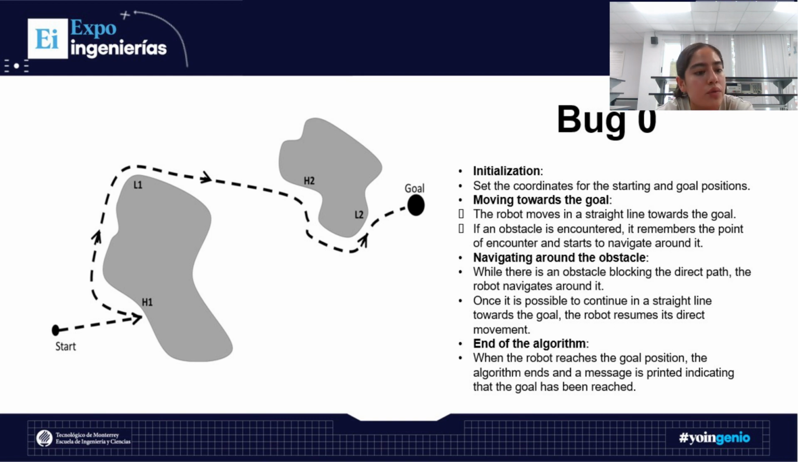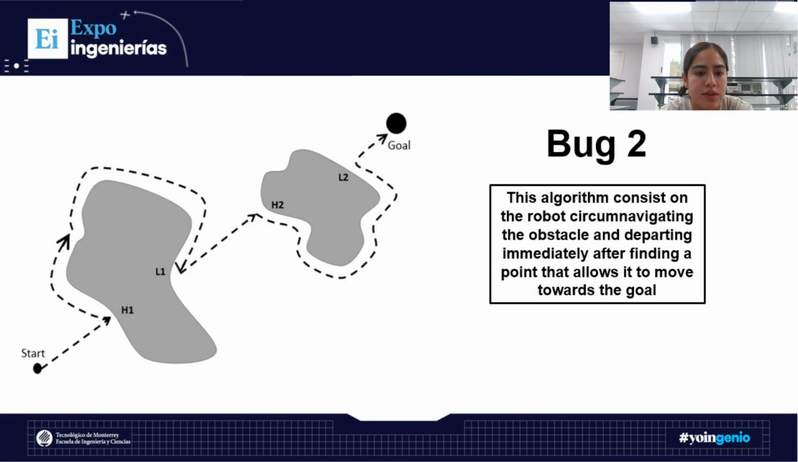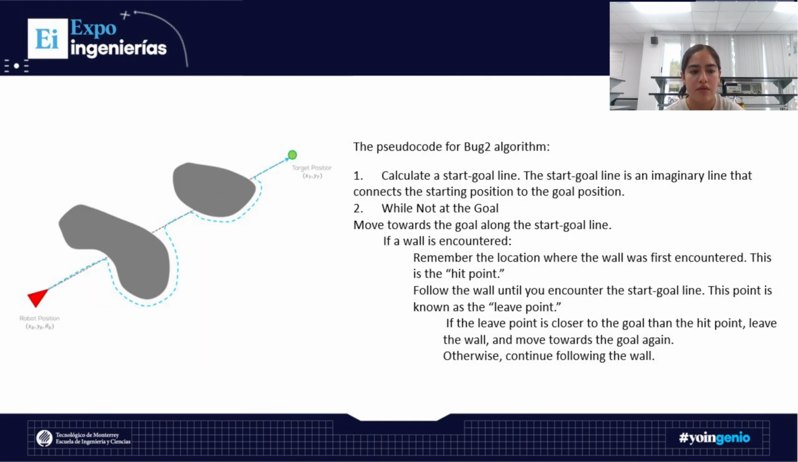On the other hand, Bug 2 consists of the robot circumnavigating the obstacle and departing immediately after finding a point that allows it to move towards the goal. Initially, the robot calculates a direct line from its starting position to the goal. As it moves along this line, if an obstacle is encountered, the robot records the location where the obstacle was first detected, known as the hit point. The robot then follows the contour of the obstacle, searching for a point on the obstacle's boundary that intersects with the start-goal line, the leave point. If this leave point is closer to the goal than the hit point, the robot departs from the obstacle and continues towards the goal. This process repeats until the robot successfully reaches its destination, ensuring efficient navigation despite encountering obstacles.